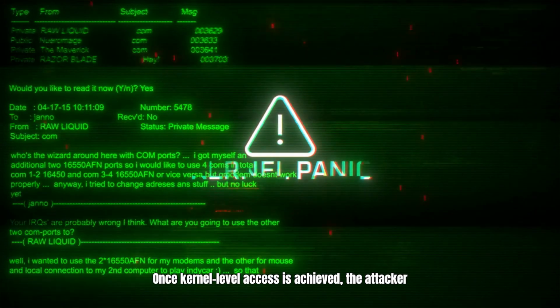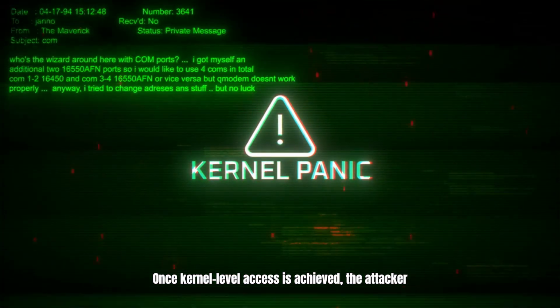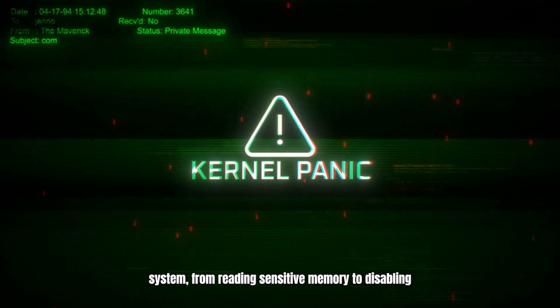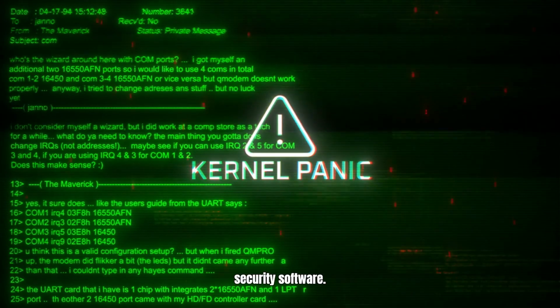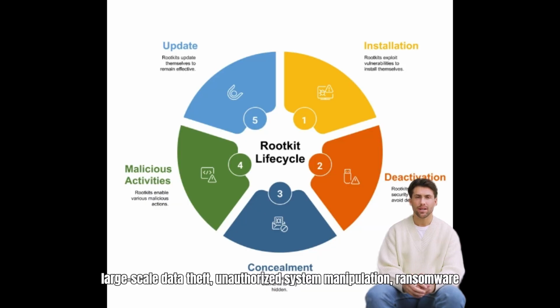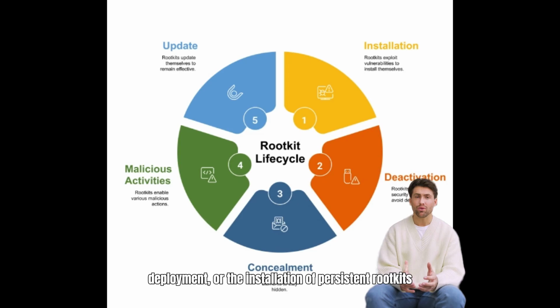Once kernel-level access is achieved, the attacker effectively gains complete control over the entire system, from reading sensitive memory to disabling security software. This can lead to severe consequences like large-scale data theft, unauthorized system manipulation, ransomware deployment, or the installation of persistent rootkits that evade antivirus detection.